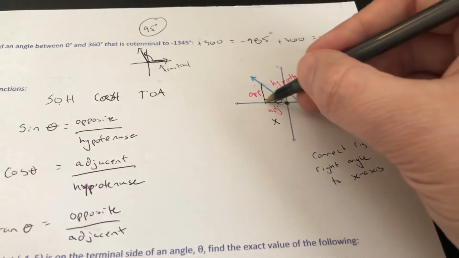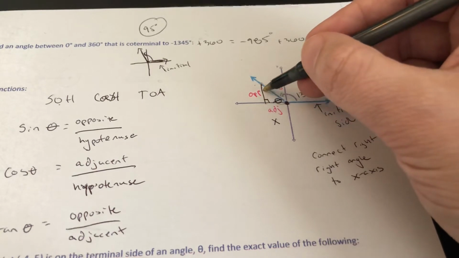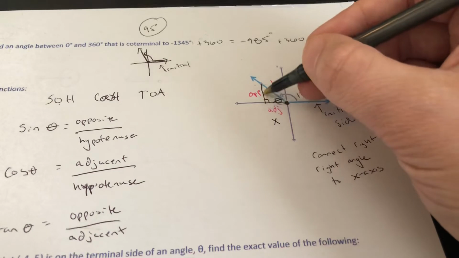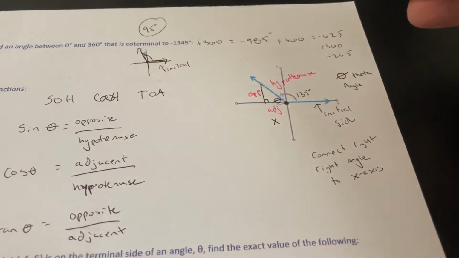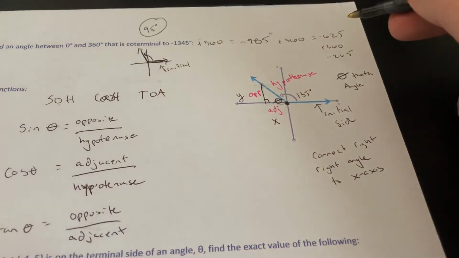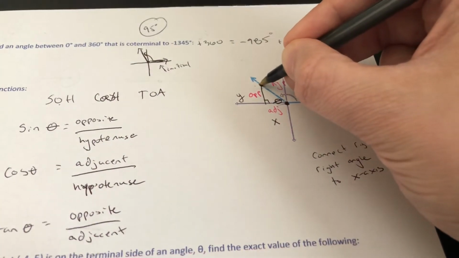Okay, so my adjacent side is the x direction. Well, if we use that logic, which direction is the opposite side traveling? Okay, well, it's traveling up and down, and which one of my coordinates travels up and down? Well, my y-coordinate.